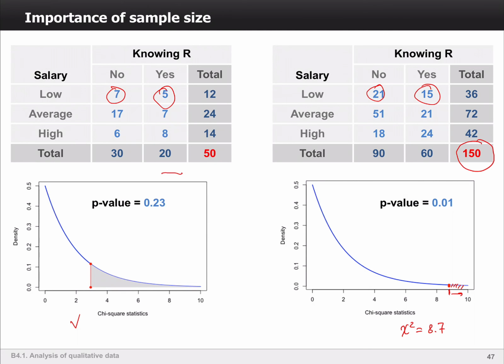So if indeed we made this experiment, asked 150 randomly picked engineers, and got these answers, there would be a 1% chance to get these differences if actually there is no association between the knowledge of R and salary. And that seems to be extreme. So in this case, we would assume that indeed there is an association: the knowledge of R influences the salary level.